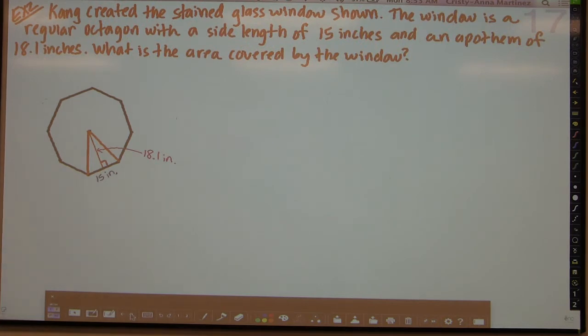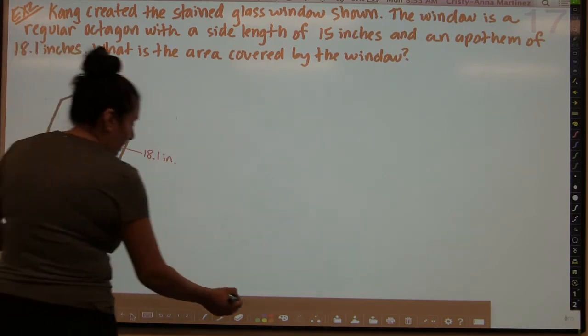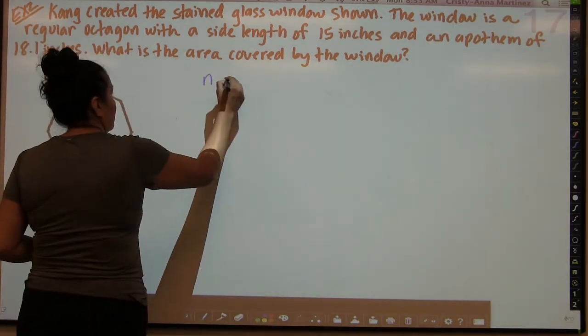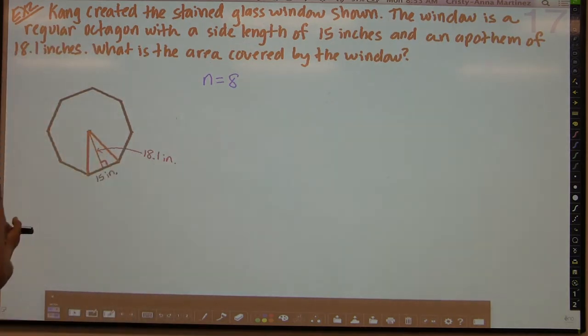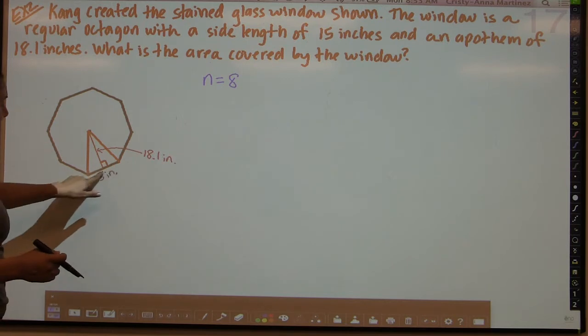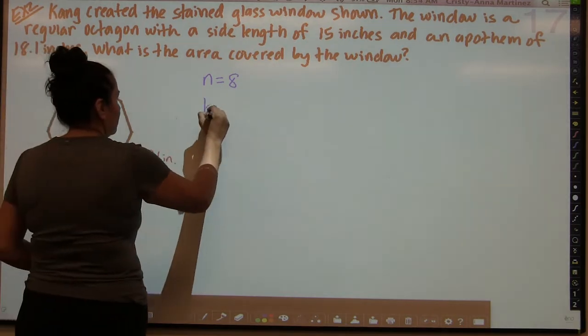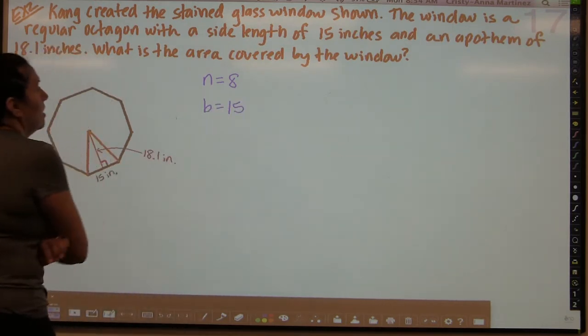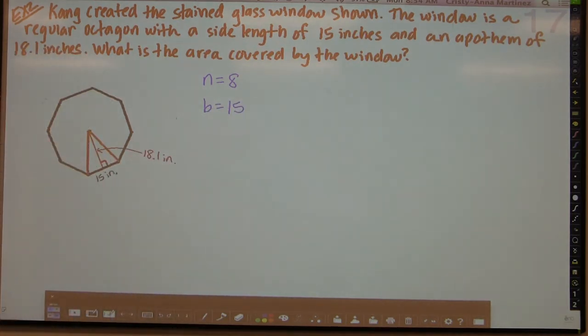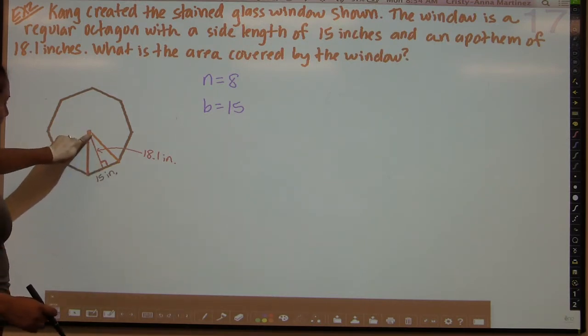Kane created the stained glass window shown. Now of course the window in your textbook is a lot prettier than this one, but you get the point. The window is a regular octagon, so that tells me right away that n is 8. It's a regular octagon with a side length of 15 inches. So this side length here is 15 inches, and that's going to be my base. And an apothem of 18.1 inches. So that's actually the height. The apothem is the same as the height of this.